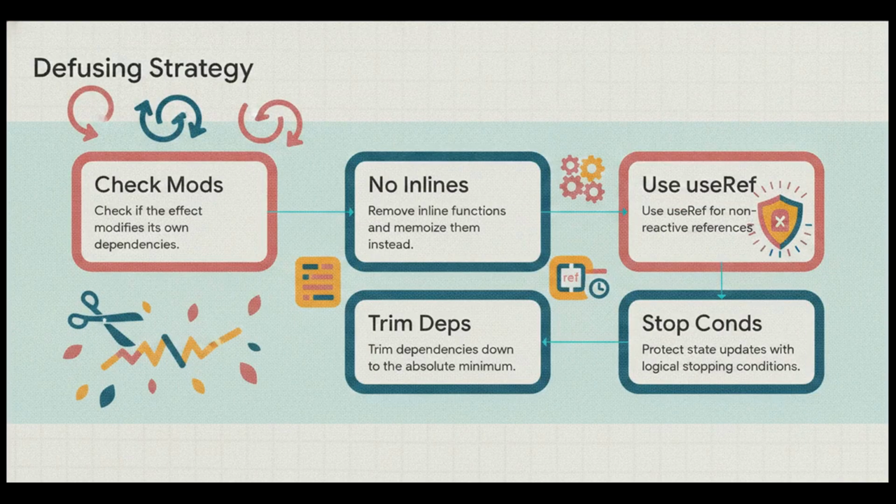So to avoid that, here is an actionable 5-step defense strategy you should run through before shipping any effect to production. Step 1, check if the effect modifies its own dependencies. Step 2, get rid of any inline functions in the array, memoize them instead. Step 3, if you just need to remember a value without triggering a render, use useRef. Step 4, always protect your state updates with logical stopping conditions. And step 5, trim that dependency array down to the absolute bare minimum.